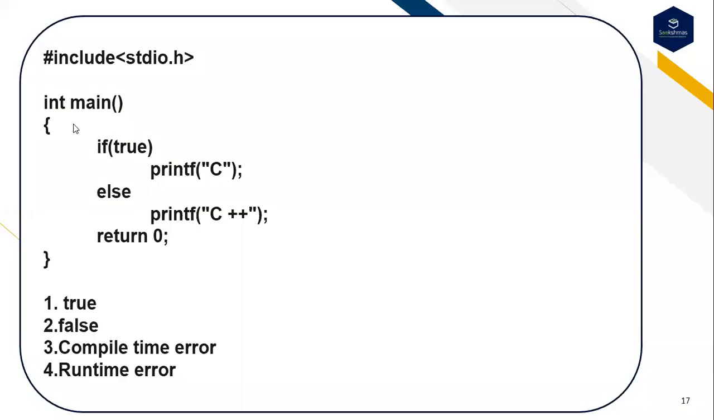If it returns 0, definitely it will go for the else part. This is the fourth question. int main, if followed by true, printf C. In the else part, printf C++. Predict the output of this code. These are the following options: first option is true, second option is false, third option is compile time error, and fourth option is runtime error.